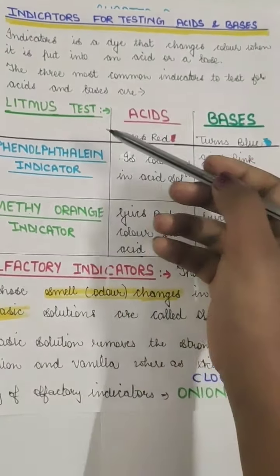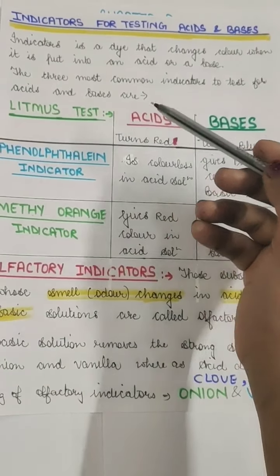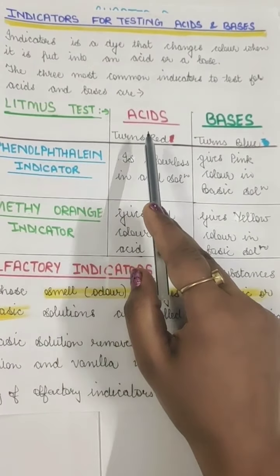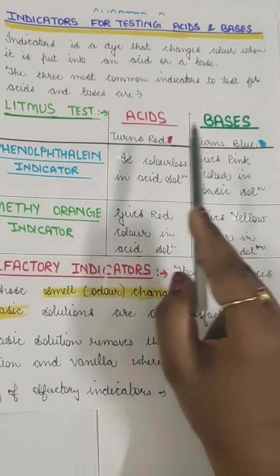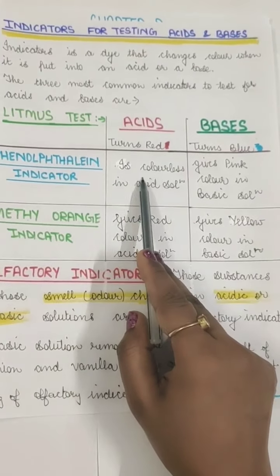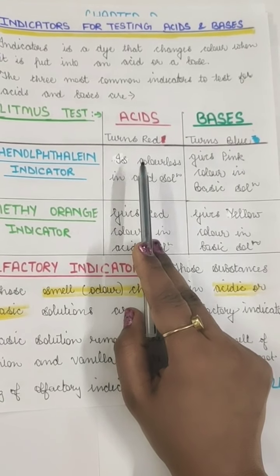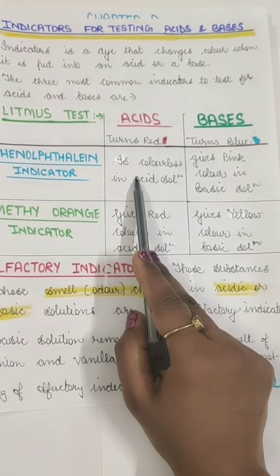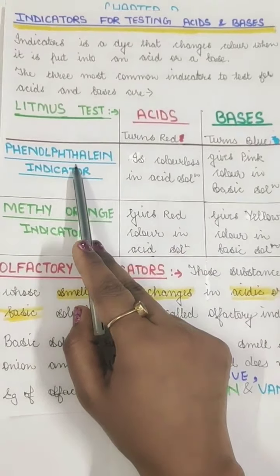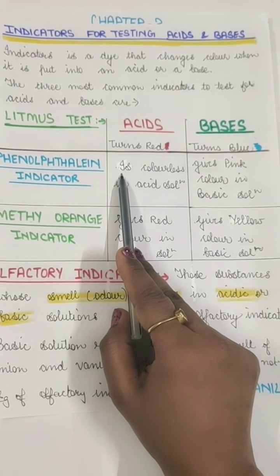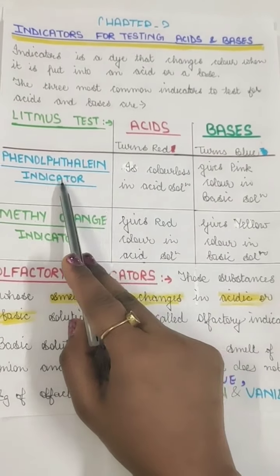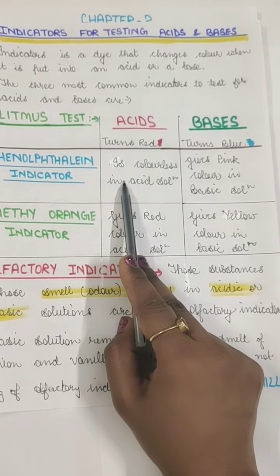So when these are mixed with acid, what happens? Litmus will always turn acid red and bases blue. Phenolphthalein, this is a thing which you have to remember, will keep acid colorless. Phenolphthalein is already colorless in nature, but when mixed with acid it will not show any change. It is colorless and the acid will also be colorless.